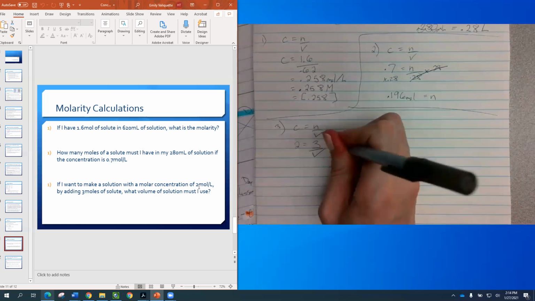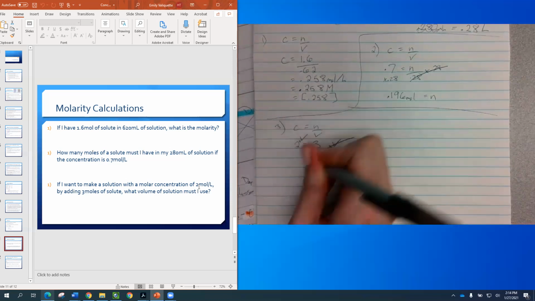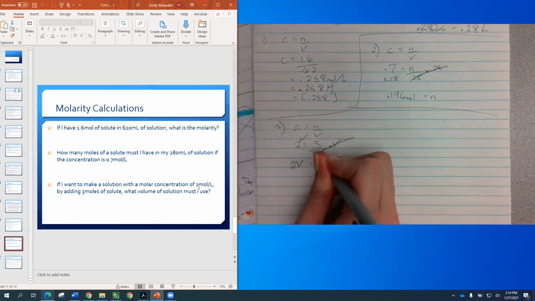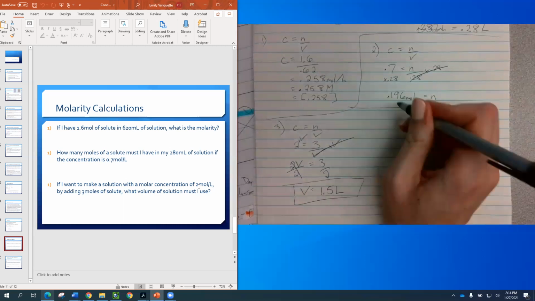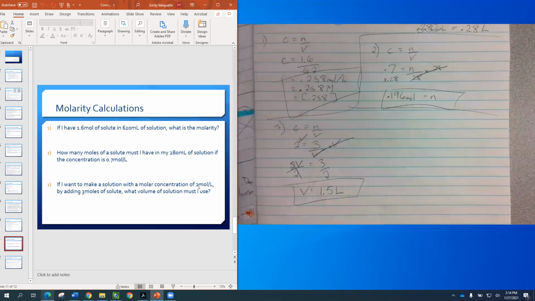So I will multiply by V to move it to the other side, which gives me 2V equals 3. And then, of course, to move the 2 away from the V, I have to divide. 3 divided by 2 is 1.5, and our units for volume are liters. Okay, so those are your different answers for concentration.